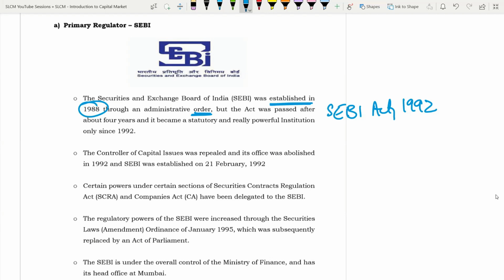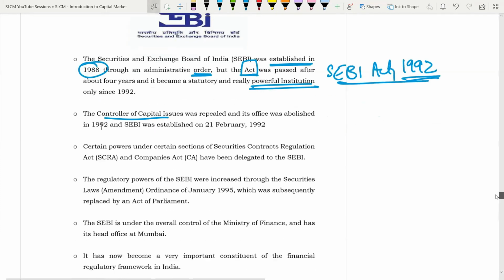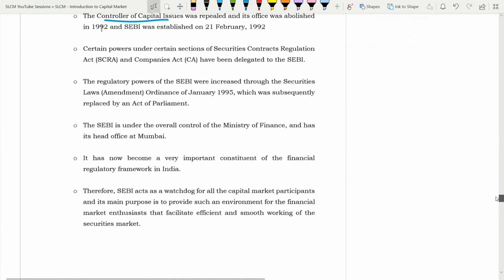That is why it did not have a lot of powers and significance. After the scam of 1992, they thought it was important to pass a statutory act, give statutory recognition, and make it a powerful institution by passing the SEBI Act of 1992. Before SEBI, there was the Controller of Capital Issues. Now that has been repealed because the SEBI Act has come into existence. Many powers have been given to the Securities Exchange Board of India.